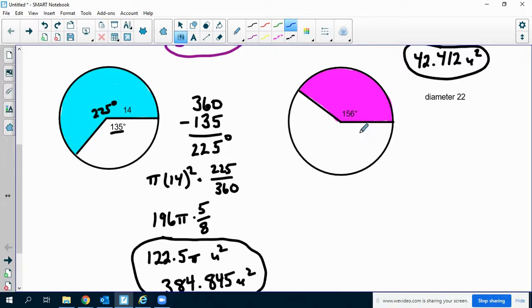Finally, this one has a radius of 11. So I have pi times 11 squared times 156 over 360. Now 156 over 360 does reduce a little bit, but it's not something that's super easy to deal with. So I'm just going to type this in the calculator. I get 121 times 156 over 360, and then I'm going to multiply that by pi, 164.724 units squared.